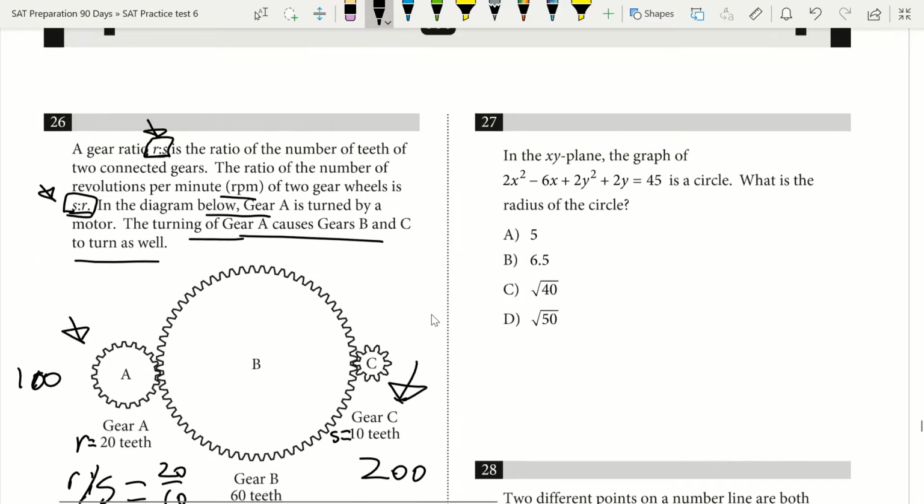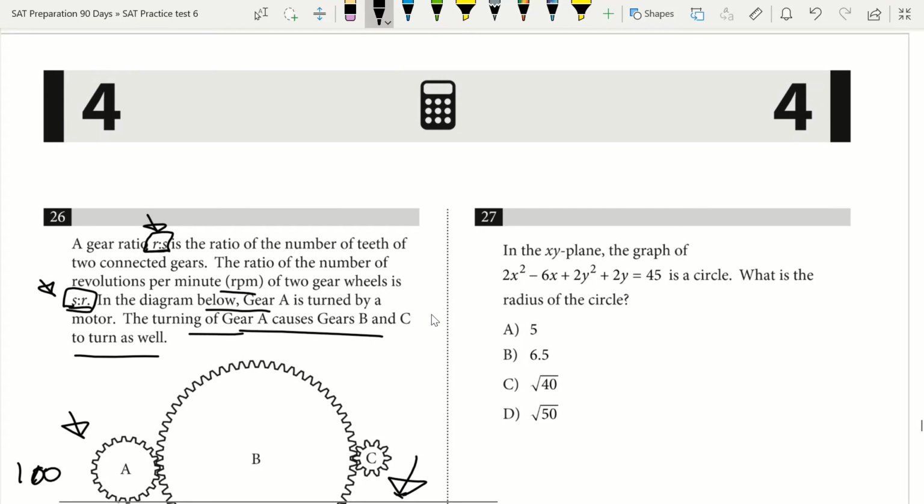All right, next thing that we've got here is question 27. In the XY plane, the graph of this equation is a circle. What's the radius of the circle? First thing I see immediately is that I can take a 2 out here, here, here, and here. Keep in mind, I'm also going to have to divide my whole equation by 2, because I want to get x squared. So now I've got x squared minus 3x plus y squared plus y equals 22.5.